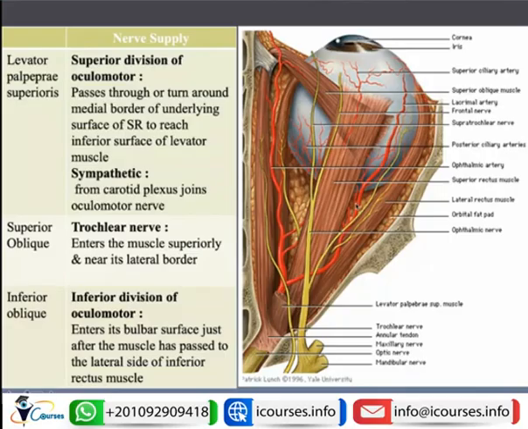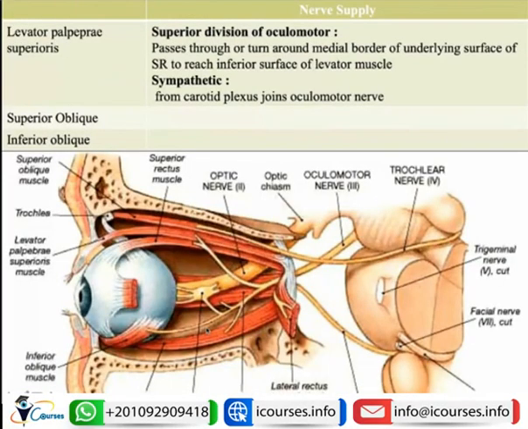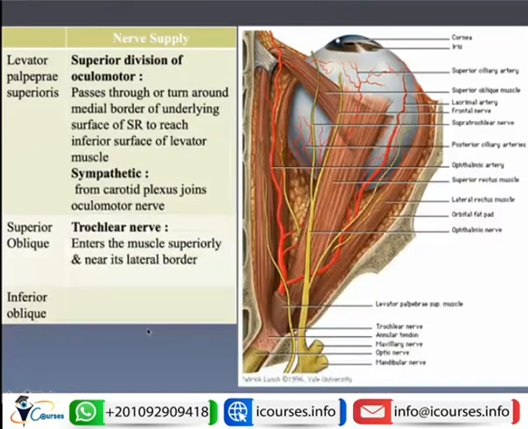And finally, we have the inferior oblique, which takes its supply from the inferior division of the oculomotor. So here we can see another section. This is the levator aponeurosis, and this is the superior division of the oculomotor, supplying both the superior rectus and the levator palpebrae superioris. And then this is the inferior oblique muscle, which is supplied by a nerve from the inferior division of the oculomotor, which is called the nerve to inferior oblique.